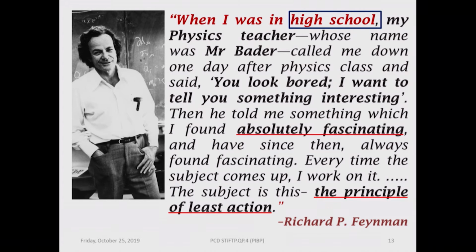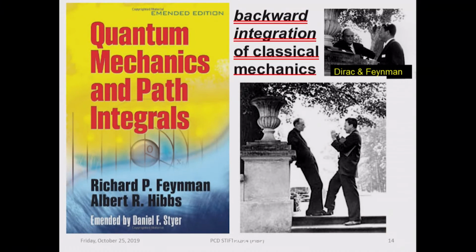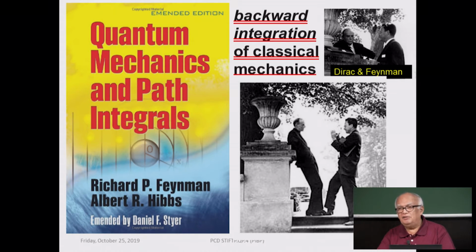told him, you are looking bored, I want to tell you something interesting. He talked about the trajectory of an object which is tossed and how it falls, and how the principle of variation gives you the correct trajectory. This set Feynman thinking about the principle of least action, or the extremum action as it should be correctly called, and he went on to develop the path integral approach to quantum mechanics, which is based on an original idea due to Dirac, and it allows a backward derivation of classical mechanics as an approximation to quantum mechanics, which is the correct theory of nature. All right.